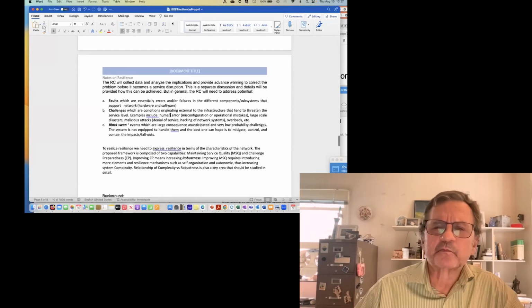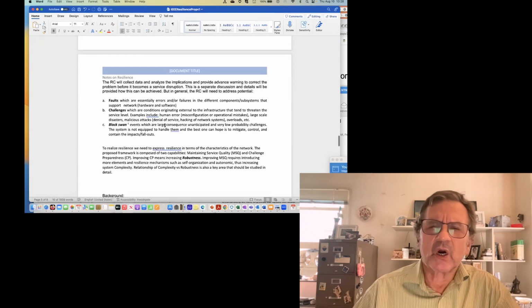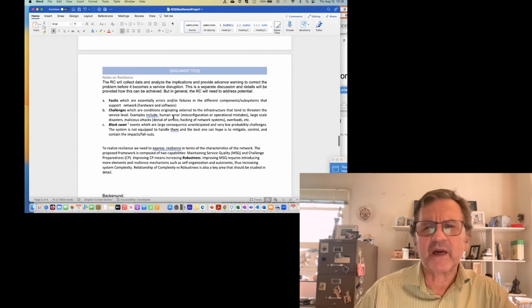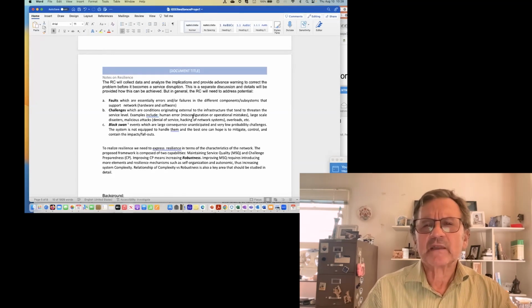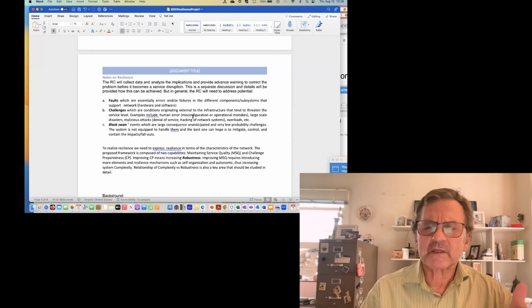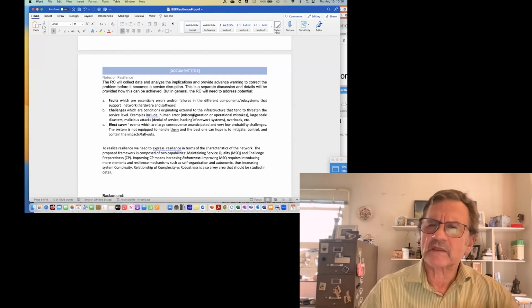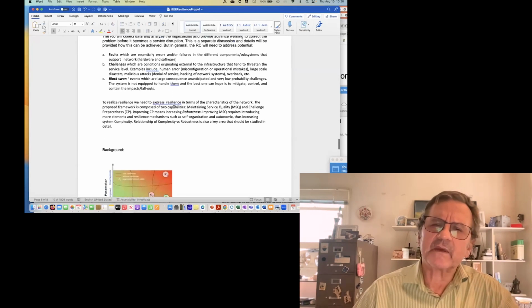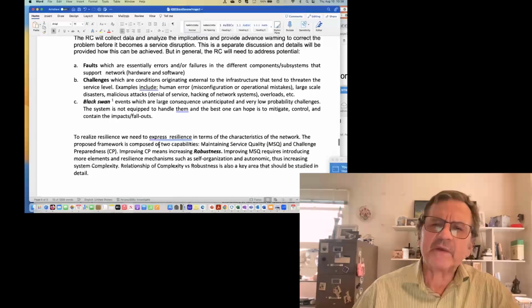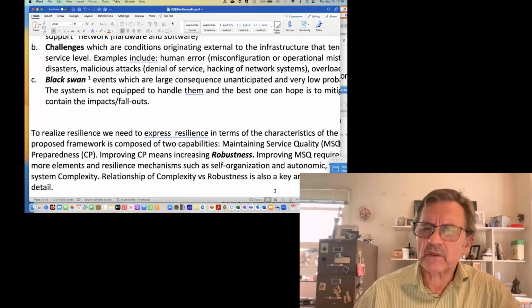Okay, and then the resilience controller or resilience manager. I have defined above two system components that will collect data and then try to address various events. Some are foreseen, some are not foreseen, and then make sure your system continues to operate under any condition.